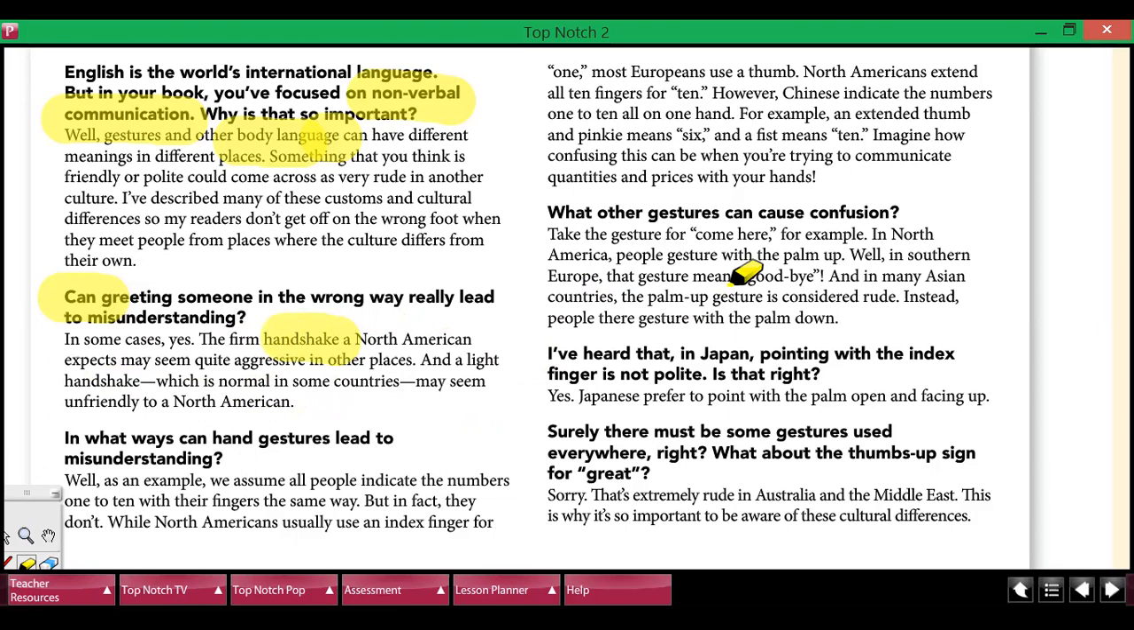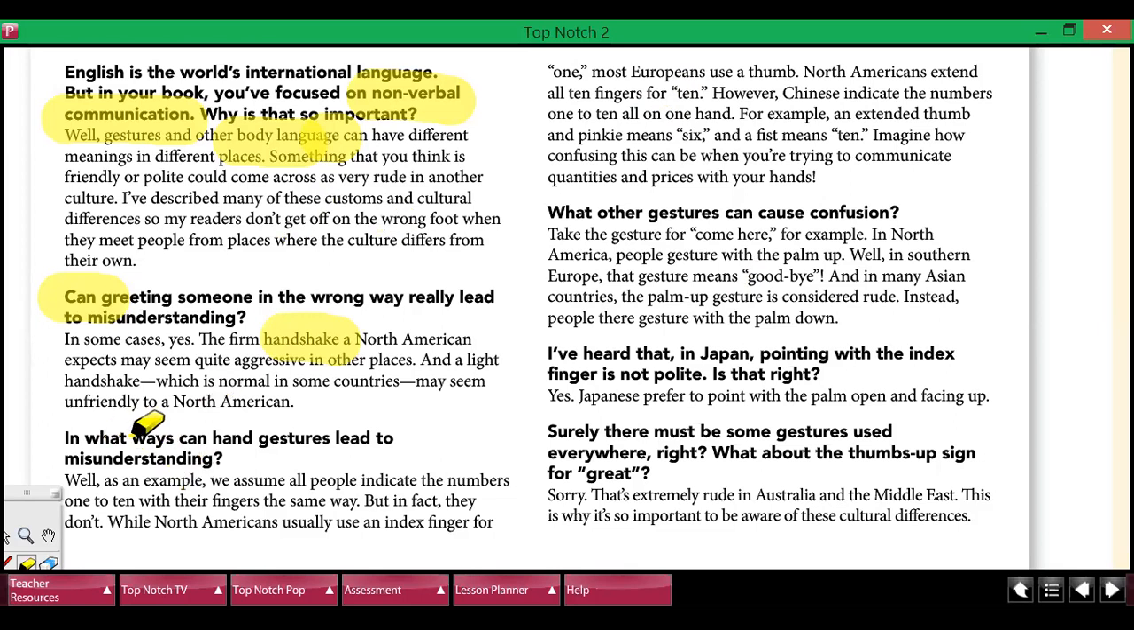Apretón de mano, yeah. It says a firm handshake, a North American expects, may seem aggressive in other places. Un apretón de mano demasiado fuerte puede ser agresivo en otros lugares. And a light handshake, which is normal in some countries, may seem unfriendly to a North American. So a simple greeting can lead to a misunderstanding.